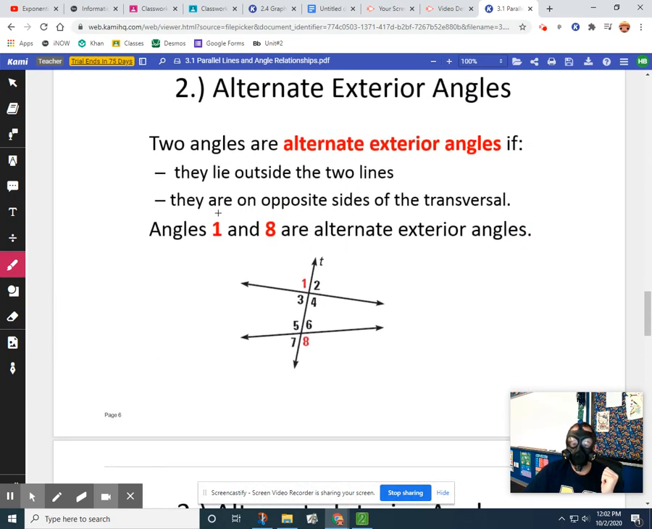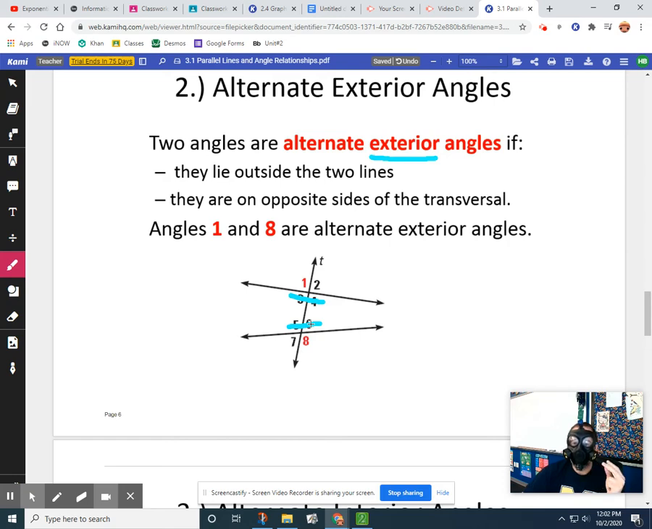Alternate exterior angles. If you look at those parallel lines and the angles in between, those are the ones sandwiched between the lines. Those are your interior angles. The exterior angles are the ones that are on the outside. So alternate exterior angles have to be on the outside. That throws out 3, 4, 5, and 6. They're no good to us.